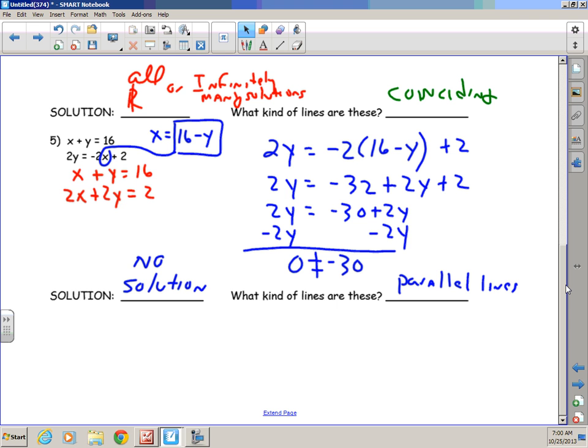So, to summarize, today's lesson was using the algebraic method of substitution to solve a system of linear equations, where you want to get one of the two equations into x equals or y equals form, substitute into the other, and then solve.